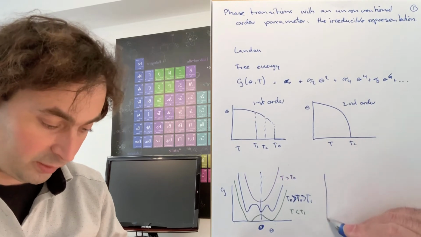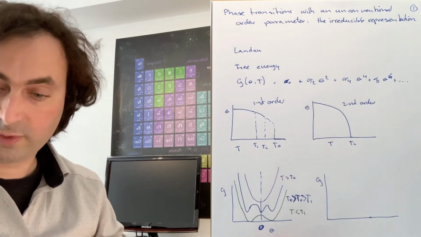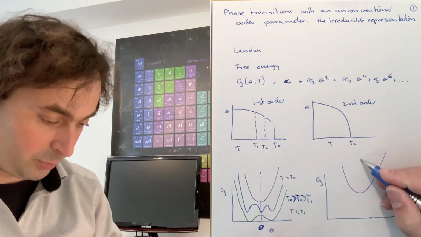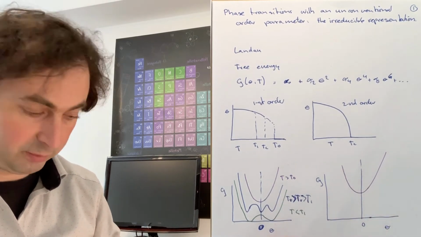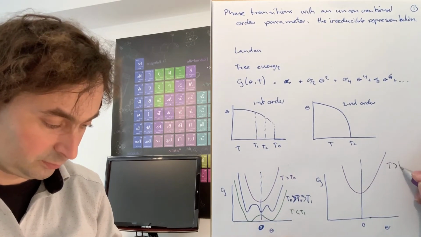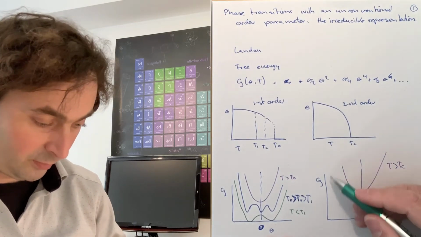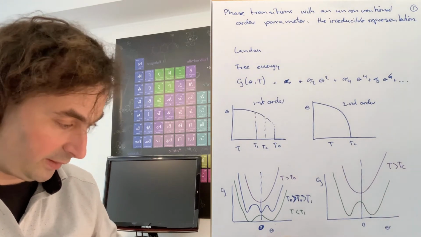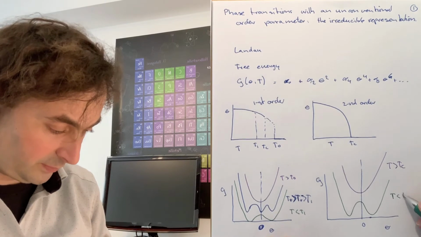And for a second order phase transition we only have 2 cases. You either have at high temperatures a minimum at theta equal to 0, or at low temperatures you have 2 minima at finite theta, T smaller than Tc.